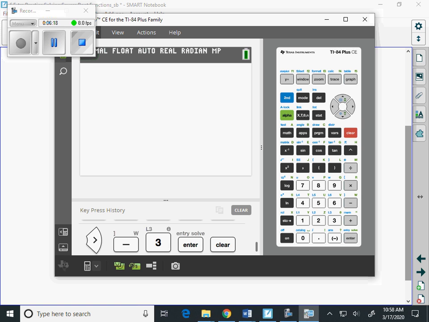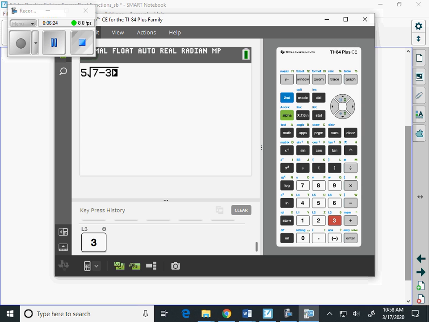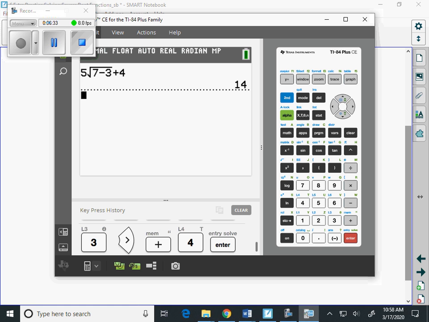But 5 square root of 7 minus 3, arrow out of the square root, plus 4, and what we want to see when we hit enter is we want to see 14. And sure enough, we're good.